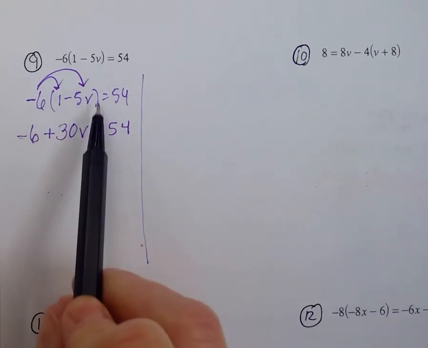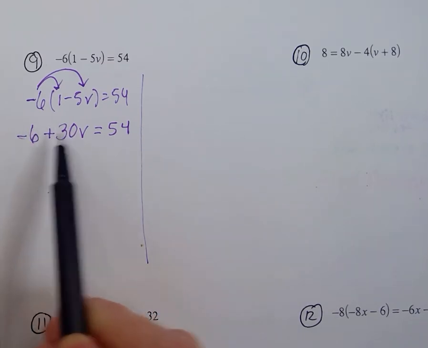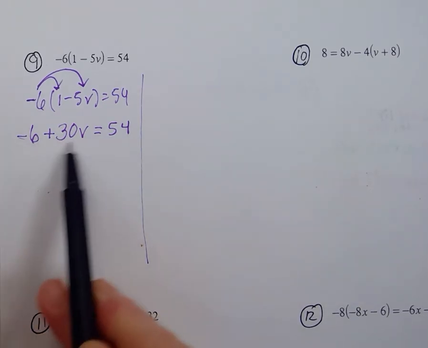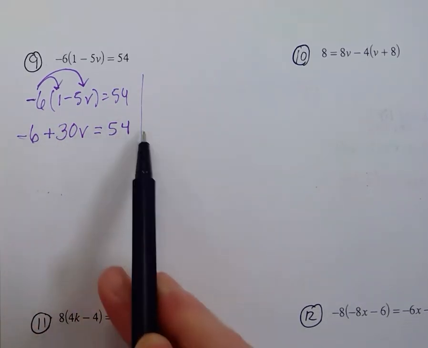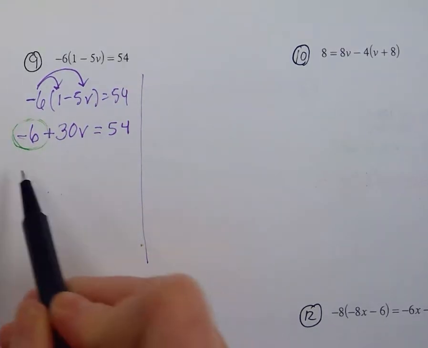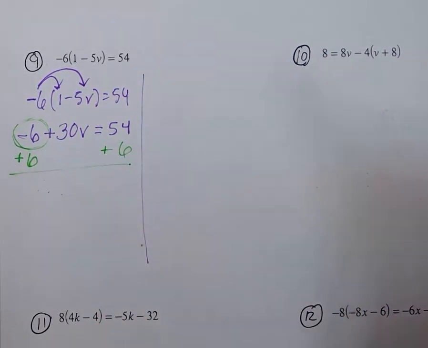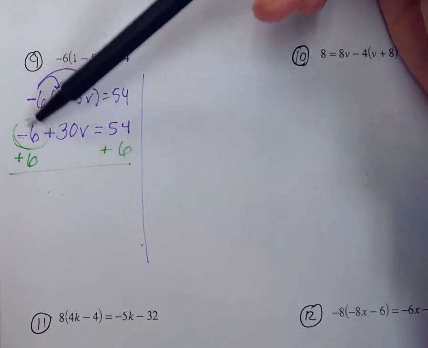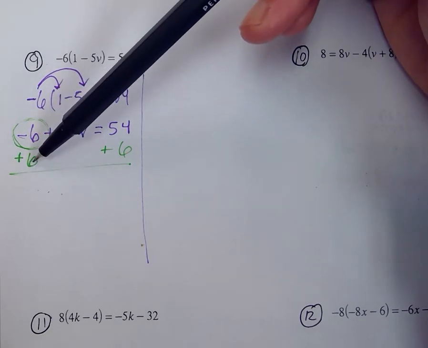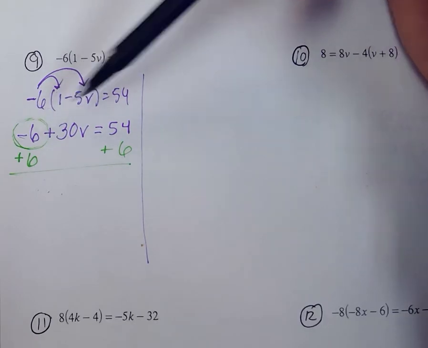So by distributing, I simplified, and now I've got numbers and variables on the left and numbers on the right. So I want to get just v's on the left and just constants on the right. So this -6 that's hanging out over here, we're going to eliminate by adding 6. Remember, if you imagine the hangers, I have 6 negatives hanging out here. To get rid of 6 negative pieces, I need 6 positive pieces.